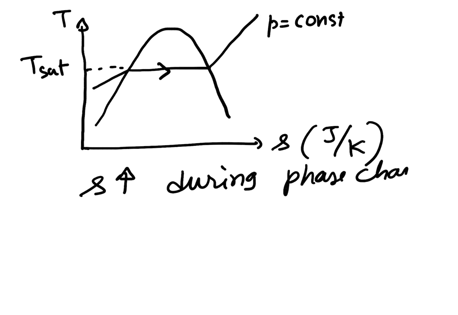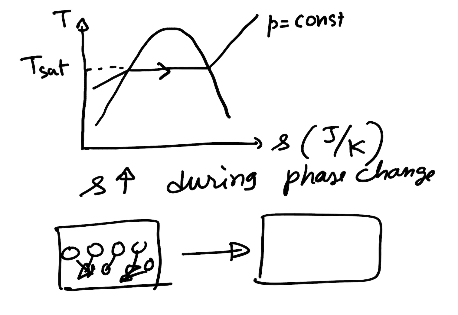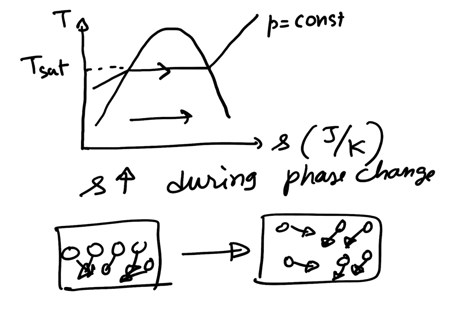Why does entropy increase during phase change? You are going from a liquid-like state to a vapor-like state where the molecules are even less bound, they are more chaotic, and there is even less cohesion between them. They occupy the entire volume and so on. So entropy increases during phase change, and this process is shown as moving from left to right in a T-S diagram.